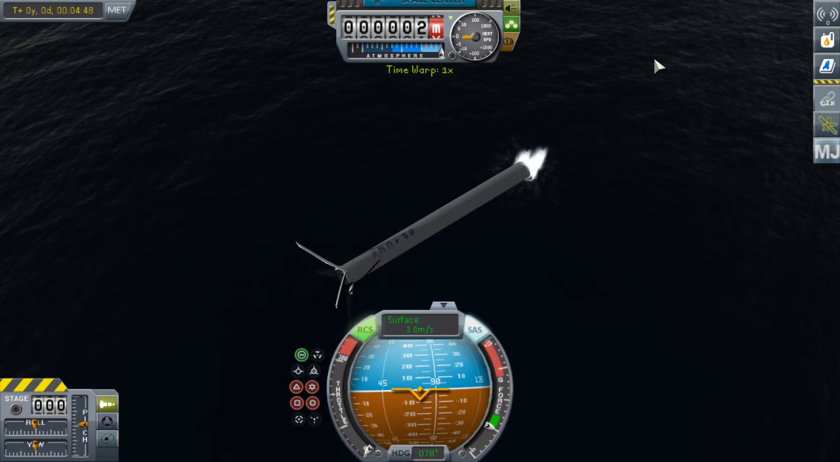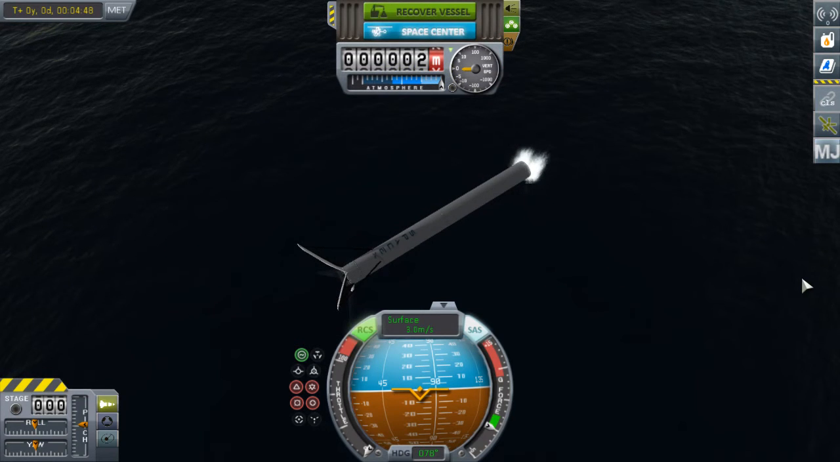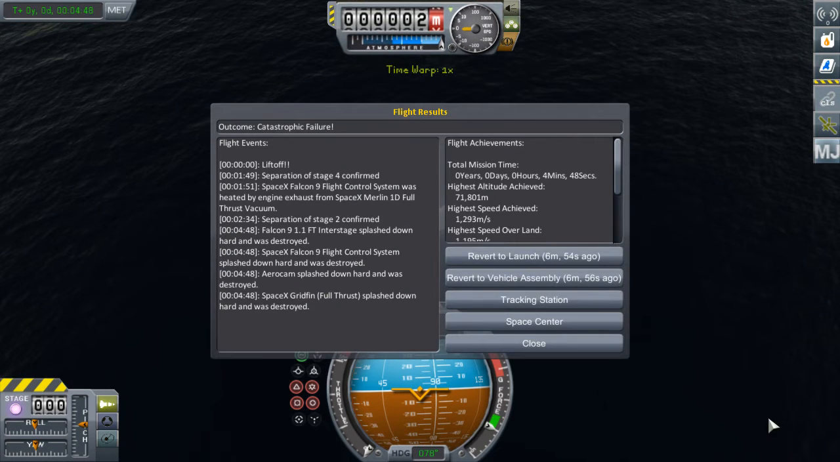Launch vehicle booster landing simulator is complete. That is what would happen if we chose to land the first stage of our launcher, which we are not.